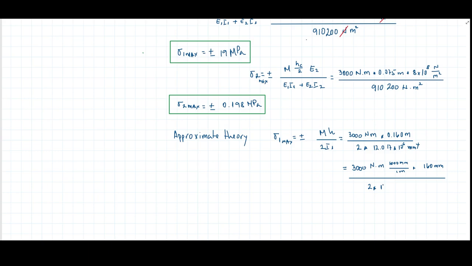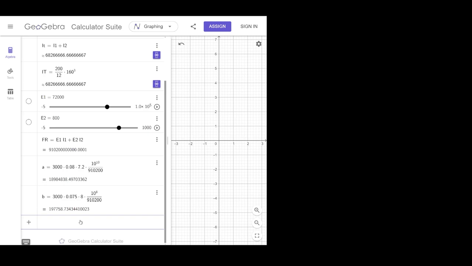12.017 times 10 to the power of 6 millimeters to the power of 4. Then this is going to cancel out with this, so it's going to be newton per square millimeter, which is megapascals. And let's go to GeoGebra, and we're going to have 3000 times 1000 times 160 divided by 2 times 12.017 times 10 to the power of 6. Well, here it is, 19.97 megapascals, because this is already giving us megapascals.